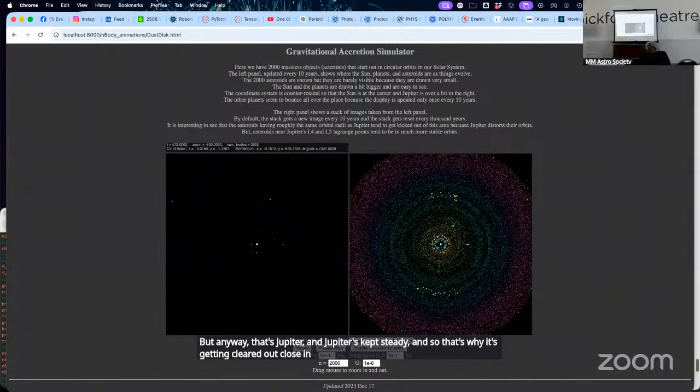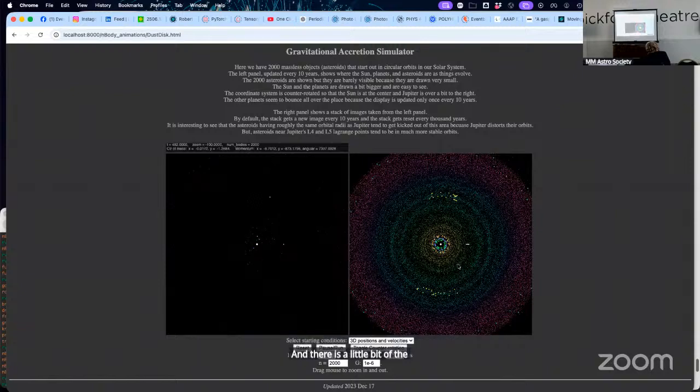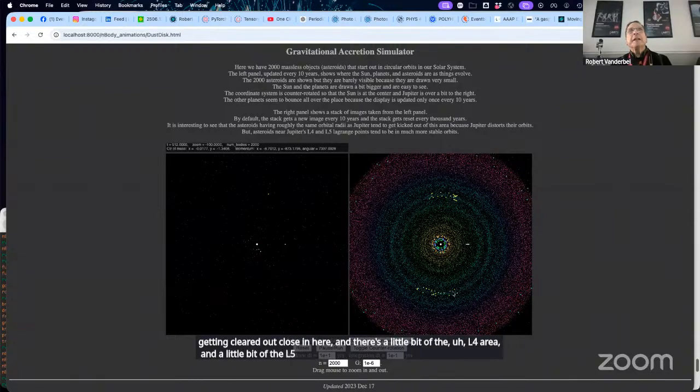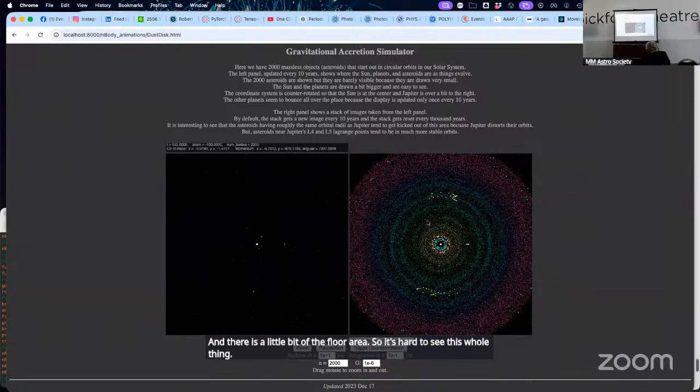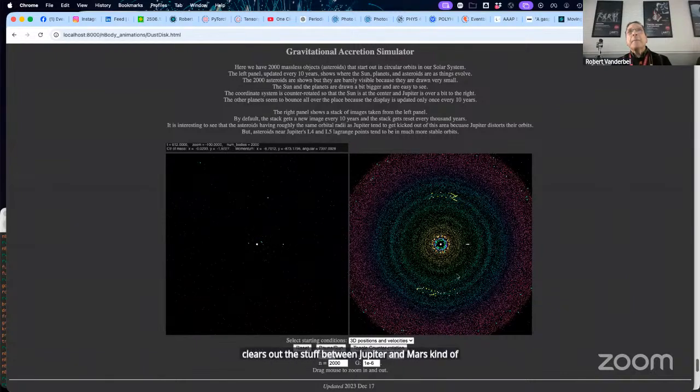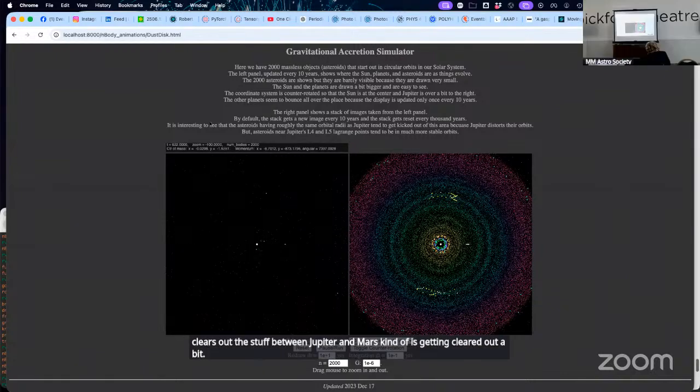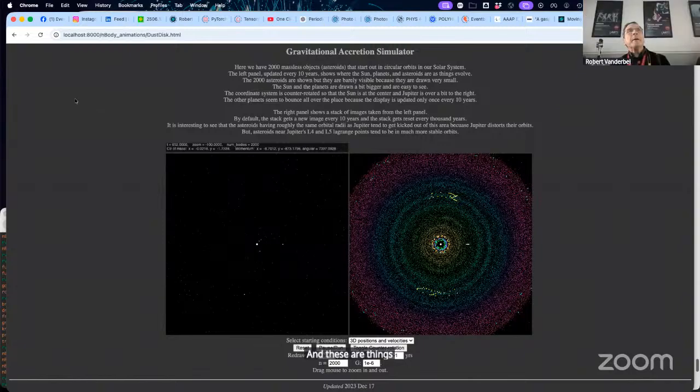And there's a little bit of the L4 area and a little bit of the L5 area filling in, and it's fun to see how this whole thing clears out. The stuff between Jupiter and Mars kind of is getting cleared out a bit. And these are things we astronomers all know about.